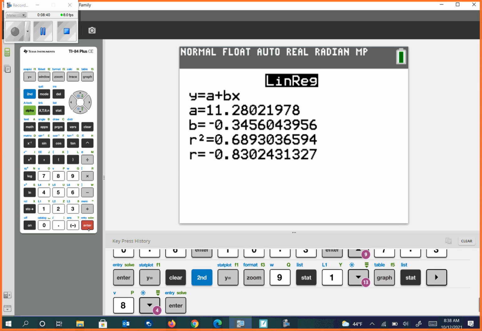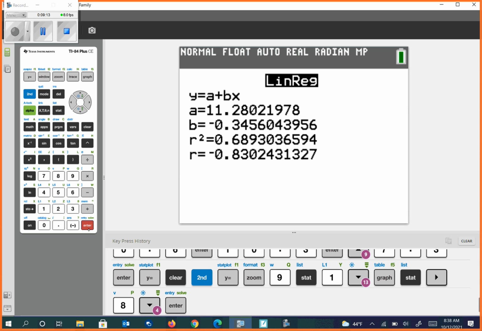So the line of best fit has a negative slope. We have a slope of negative 0.34 or negative 0.35 when we run 2 decimals. We have an R value of negative 0.83. So we have a relatively good regression line based on our equation. But that kind of seems a little obscure when you look at it.